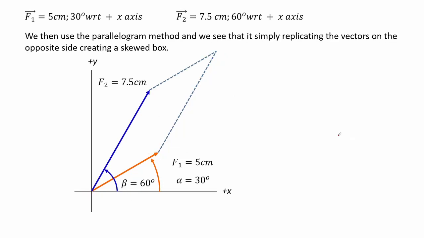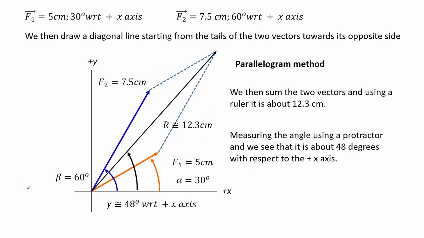The next method is the parallelogram method. The method simply replicates parallel lines having the same length and orientation but drawn in opposite directions with each other. Here we see that the method forms a skewed shape of a square. To determine the resultant vector we simply draw a diagonal line, and we see that it is the same as the previous method, about 12.3 cm. The angle is also measured and it is about 48 degrees with respect to the positive x-axis.